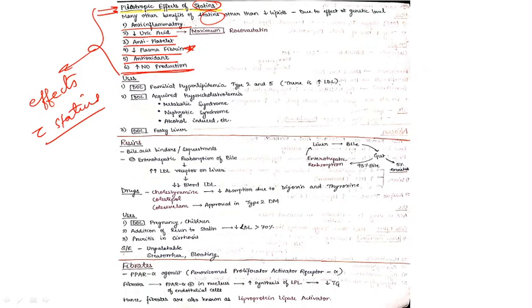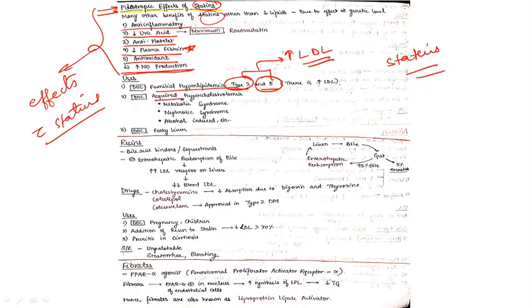Now coming to the usage. We are coming to the uses of statins. Statin is the drug of choice for familial hyperlipidemia type 2 and type 5, because in these two types of familial hyperlipidemia there will be an increased amount of LDL, and we know statins cause maximum decrease in LDL. So the drug of choice for type 2 and type 5 familial hyperlipidemia.